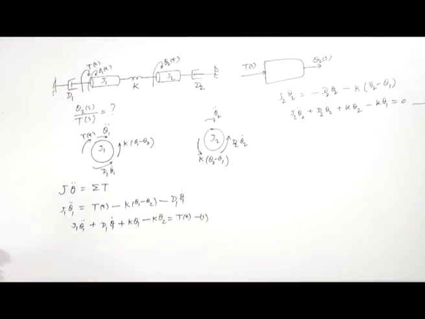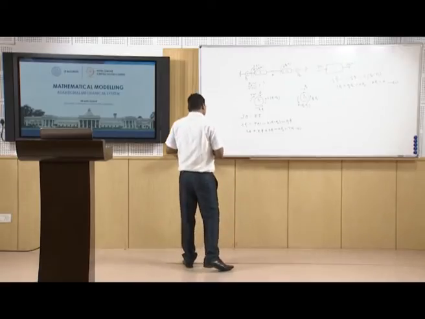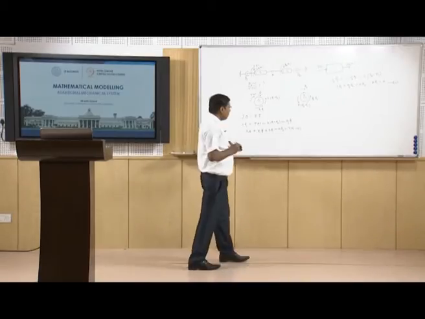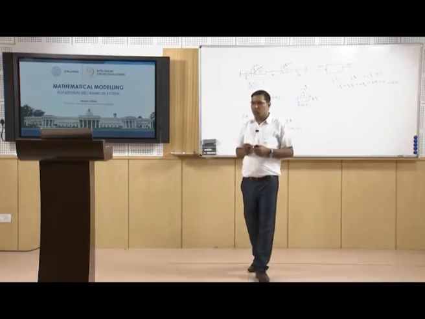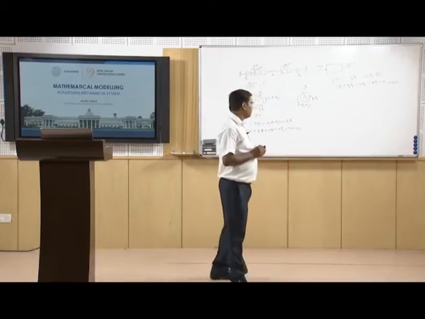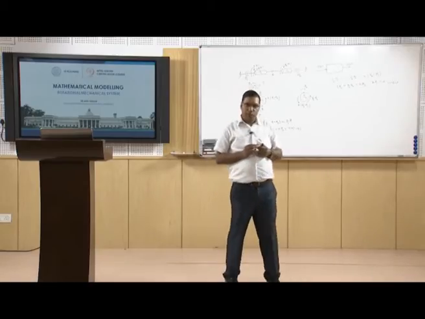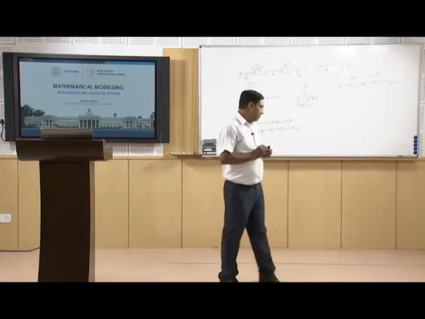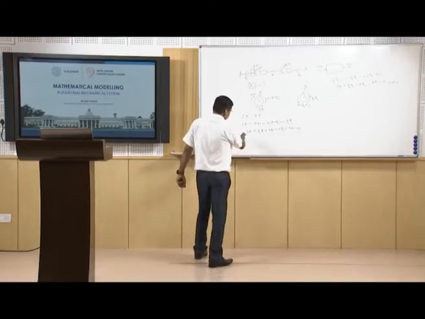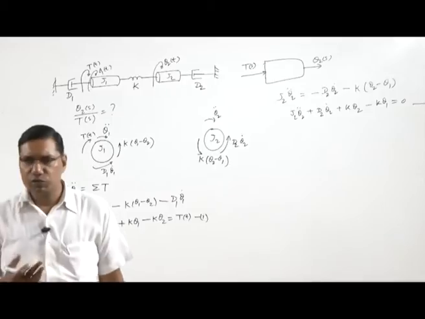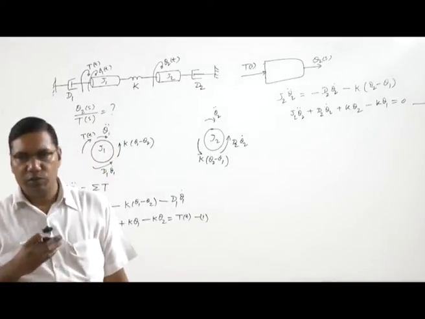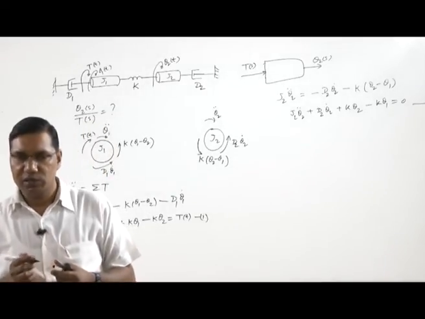So, we have found the differential equation for both the inertias. Now we have to find the transfer function. So we have to take the Laplace transform of both the equations. Let's first take the Laplace transform of these equations, and because the objective is to find the transfer function, let's put all the initial conditions to 0.